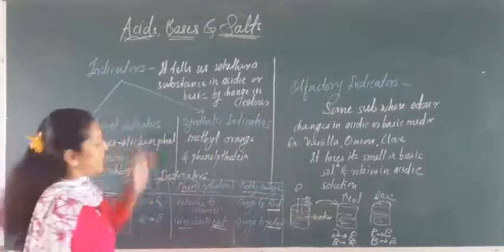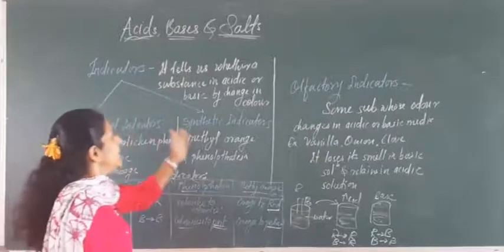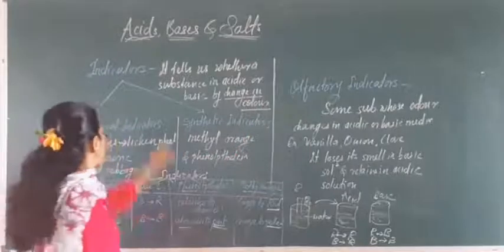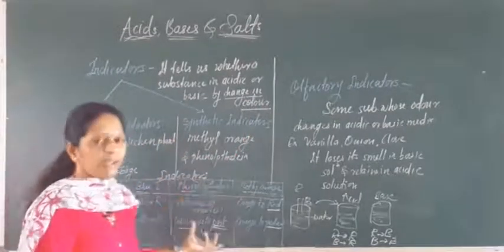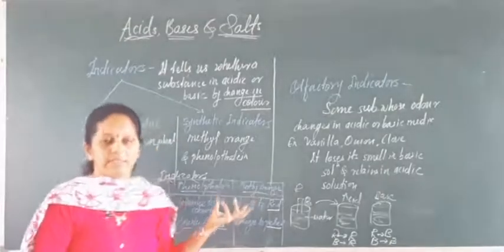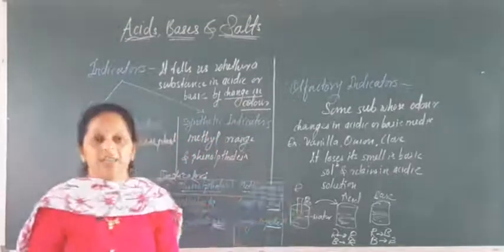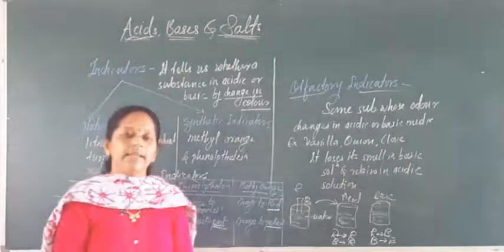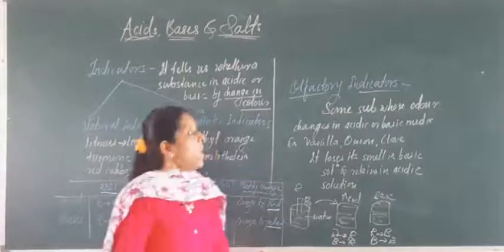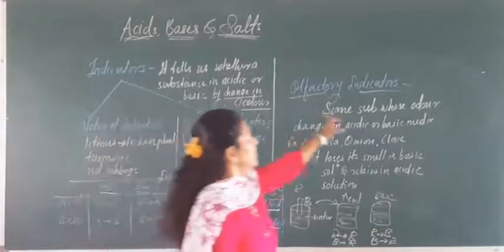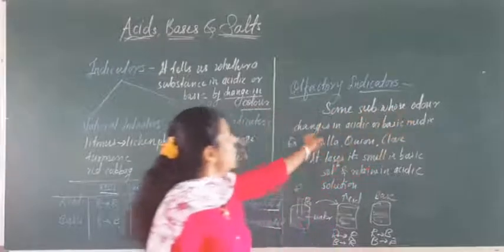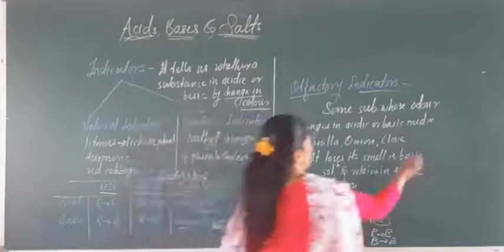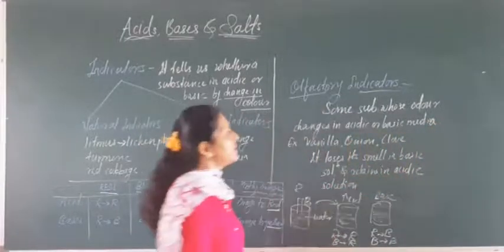This is about the common indicators. They are identified by the change in color. These are the indicators by which we identify acid and base media or substances with the help of a change in color. But there are again some indicators called olfactory indicators. Olfactory indicators are substances whose odor changes in acidic or basic media.